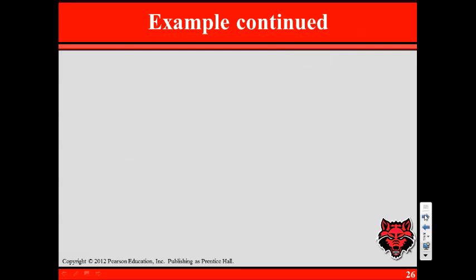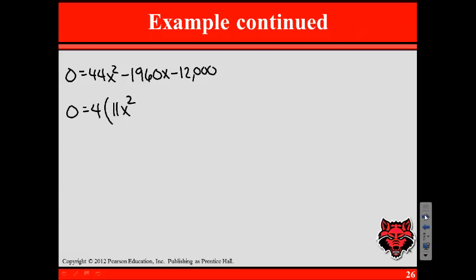So we had 0 equals 44x squared minus 1960x minus 12,000. These would be very large numbers to go through the quadratic equation with. We might notice that the GCF is 4. So we're going to factor a 4. And remember, when we factor a 4, we are dividing every term by 4. And in doing so, the middle term becomes minus 490x. The last term is just a minus 3,000. So the numbers are still quite large, but not near as large as they were.